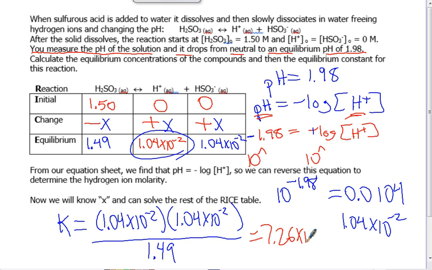7.26 times 10 to the minus 5th. Hey, Mr. Murphy. Yes, Matt. What are the units for K? Matt, there are no units for K. You can't see at home, but he's making a furrow-eyebrowed face of confusion.